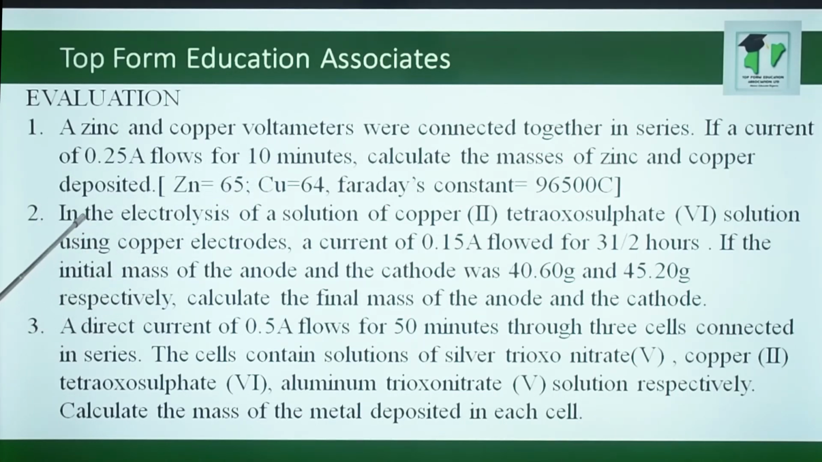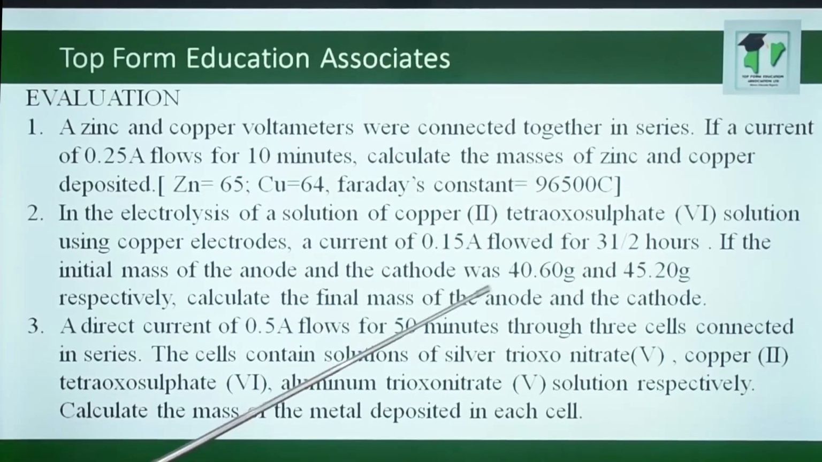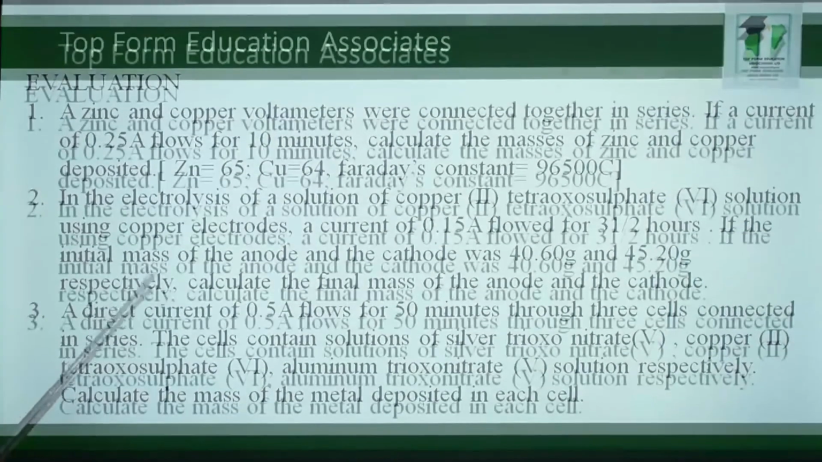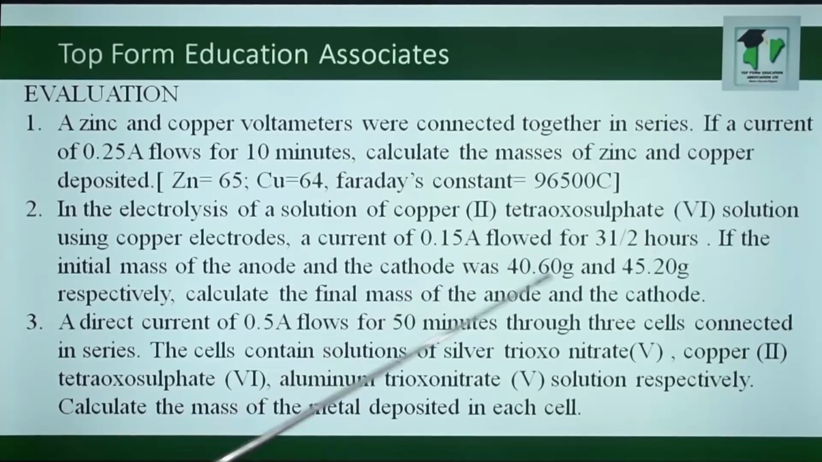Number 2, in the electrolysis of a solution of copper 2 tetraoxosulfate 6 solution using copper electrodes, a current of 0.15 amperes flows for 3.5 hours. If the initial mass of the anode and the cathode was 40.60 gram and 45.20 gram respectively, calculate the final mass of the anode and the cathode. Remember, the anode reduces while the cathode increases. When you get the mass liberated, you subtract for the anode and then add for the cathode.